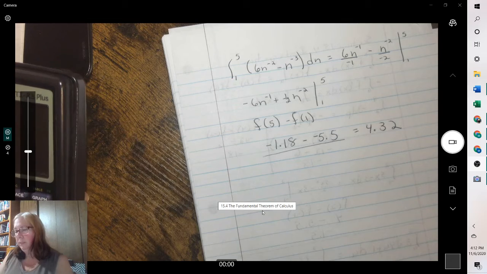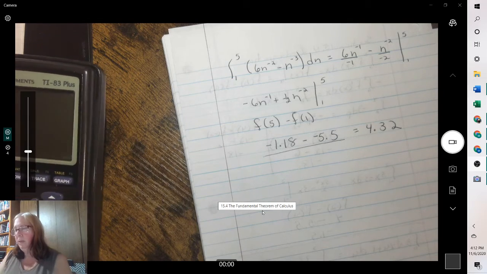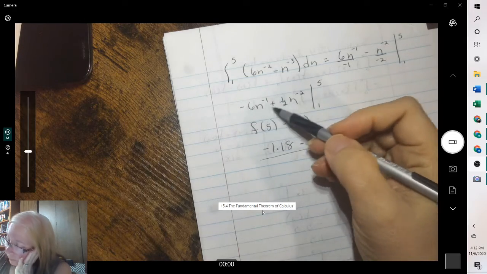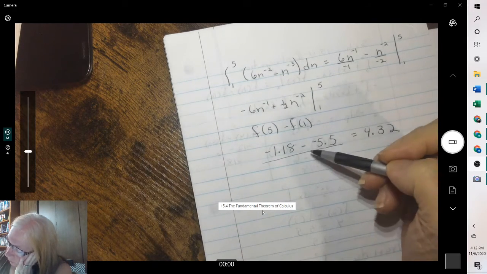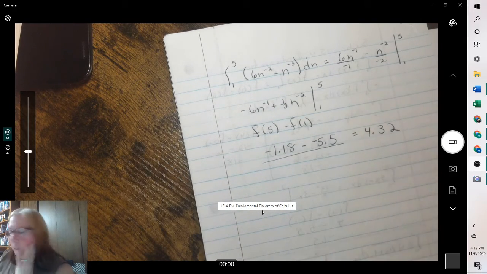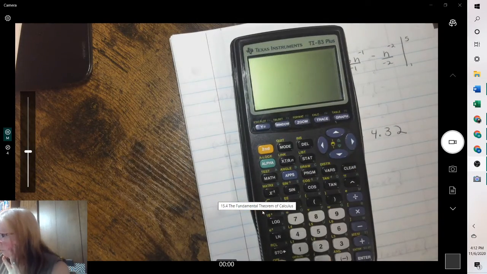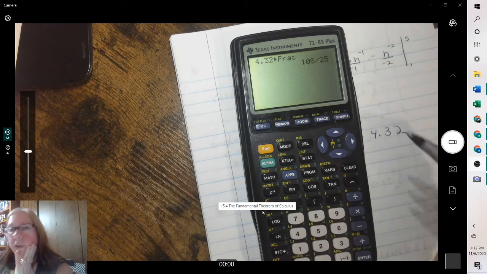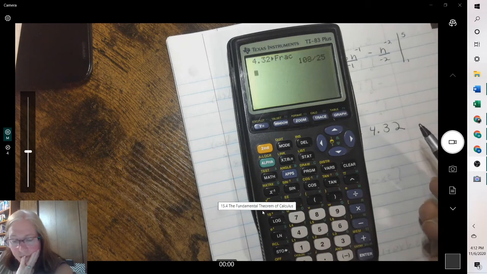Now some of these, your teacher may want the fractions, and so then you have to convert it to a fraction, or you have to plug it in and keep your fractions. But 4.32. This is a fraction 108 over 25. So you can get the fractions back.